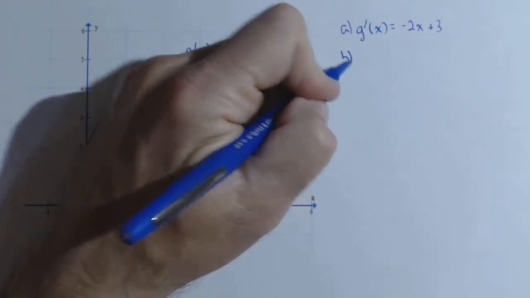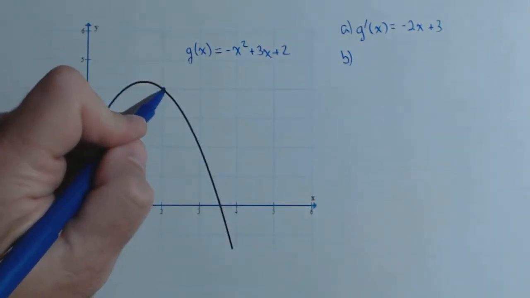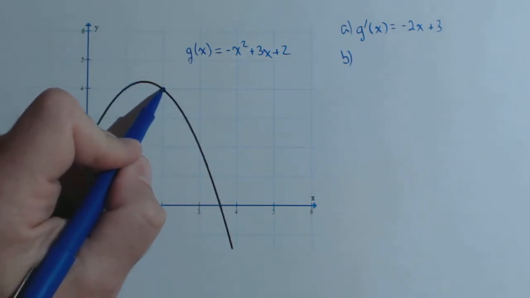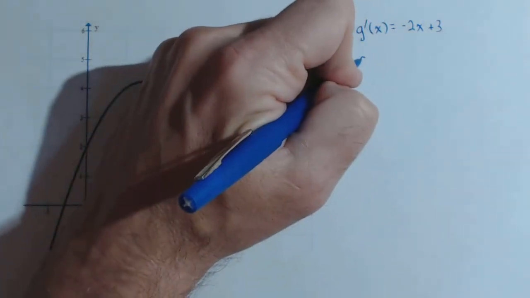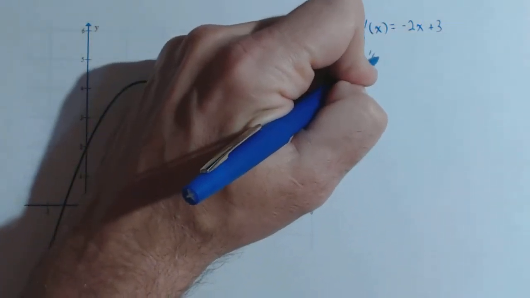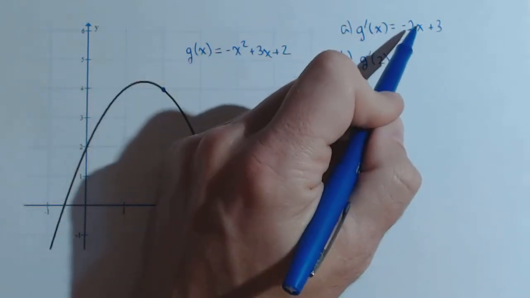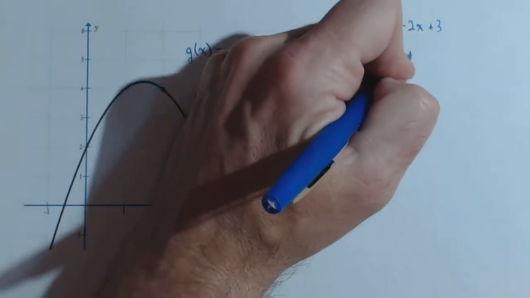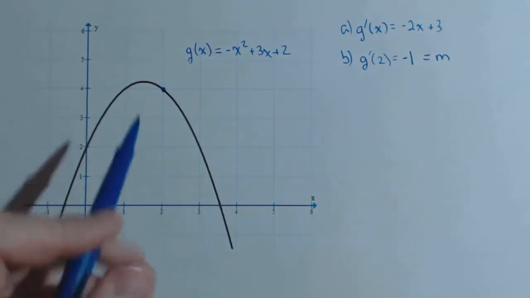In B, we're asked to use this to determine the slope of the tangent line at 2. So right here, we're trying to figure out the slope of that tangent line. What is the slope of our curve at that point? Well, that's exactly what the derivative does. g prime of 2 is going to give us that slope. So plugging 2 in, negative 2 times 2 is negative 4, plus 3 is negative 1. That's the slope of our tangent line.